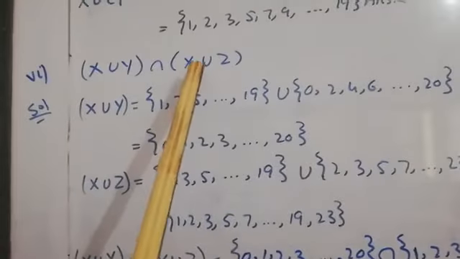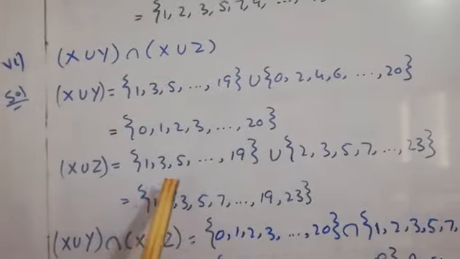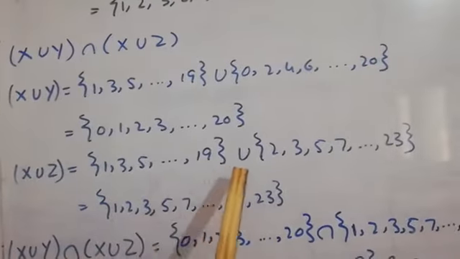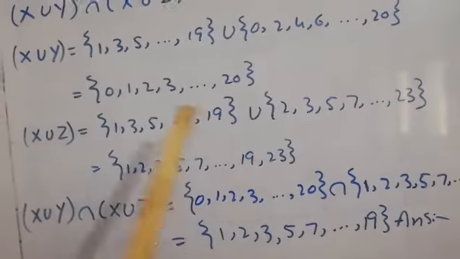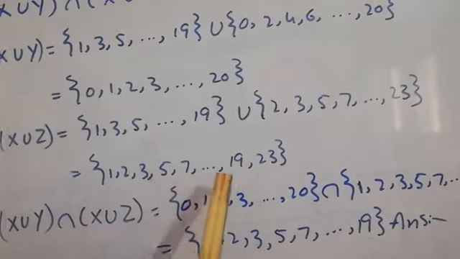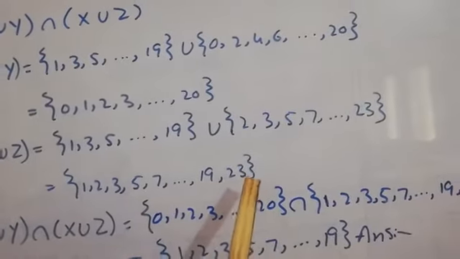And the second bracket is X union Z. So we will find X union Z, which is 1, 3, 5 up to so on 19 and union of the prime numbers. Then we will get the combination 1, 2, 3, 5, 7 up to 19, all even and odd numbers from 1 to 19, and then only 23.